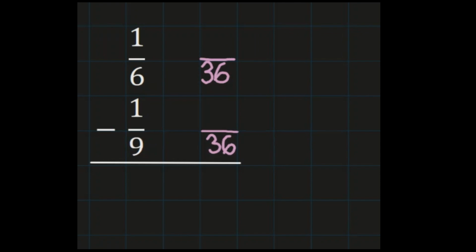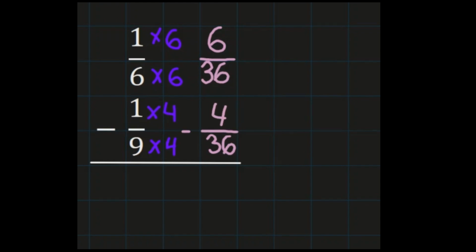We need to think about what 6 times what is 36. 6 times 6 is 36, because if we're going to make equivalent fractions, then I need to multiply that numerator by the same number, 6. So 1 times 6 is 6. And the same thing for 1/9. If we're going to use 36 as a common denominator, we multiplied 9 by 4 to get to 36. So if I'm going to have an equivalent fraction, I need to multiply 1 times 4 to come up with my numerator. 1 times 4 is 4, and we are subtracting.